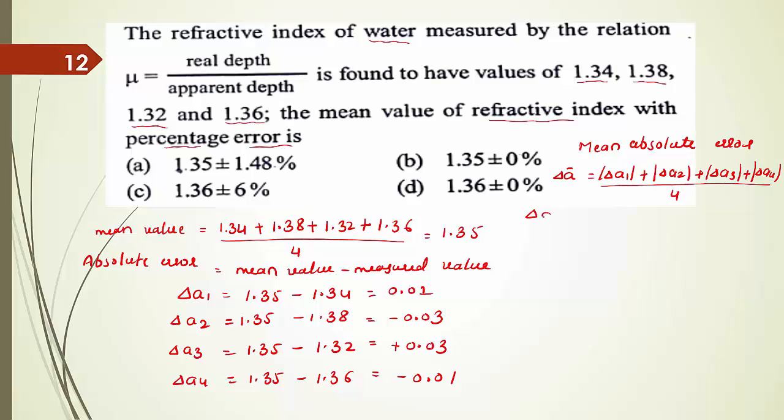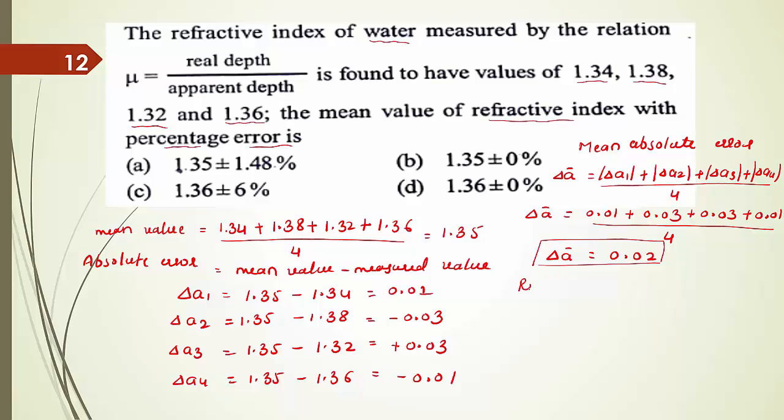Now substitute all the values. Delta A bar is equal to delta A1 we got 0.01 plus 0.03. Don't write the negative sign here because we are using mod. Mean absolute error is always a positive number. Plus 0.03 plus 0.01 divided by 4. So we will get mean absolute error after calculation. The answer is 0.02. This is mean absolute error.